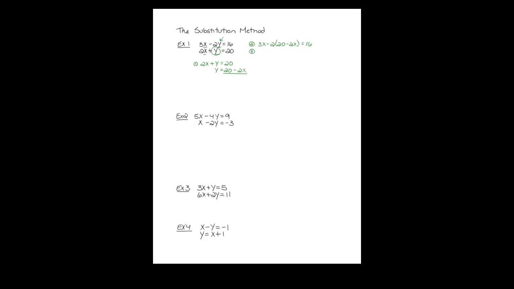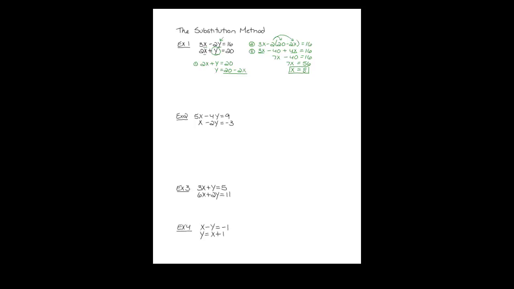Step 3, solve the resulting equations. So the first thing you want to do here, get rid of the parentheses by distributing. We're going to distribute the negative 2 through here. So we're going to have 3x, negative 2 times 20 is negative 40, plus 4x equals 16. So combining the like terms, 3x plus 4x is 7x minus 40 equals 16. Adding 40 to both sides, we wind up with 7x is equal to 56. Dividing both sides by 7, x is equal to 8.